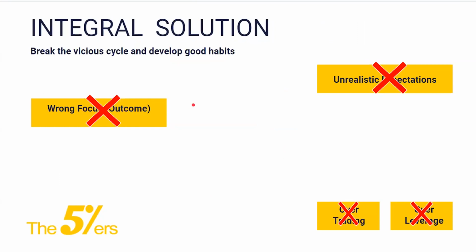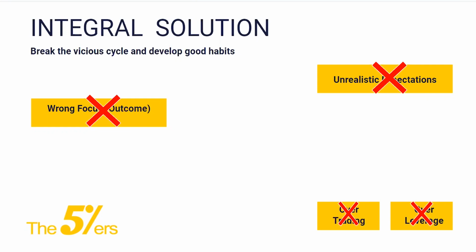So what we need is to get to an integral solution. We need to break this vicious cycle and start developing good habits. When we want to change bad habits, we have to have something in place in order to replace them. Unless we develop good habits, we will have no chance to erase or delete our bad habits. So we have to have the good ones in place in order to replace the bad ones.